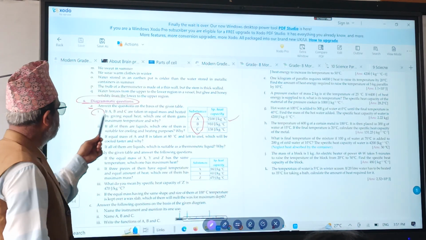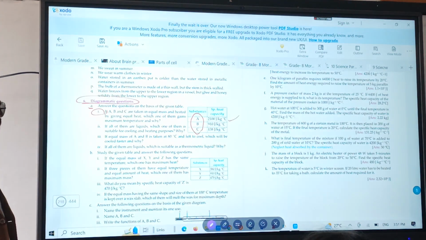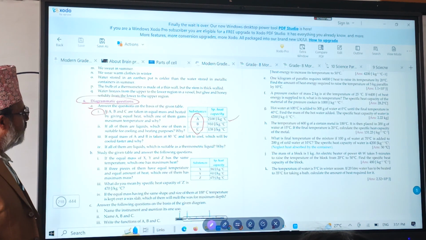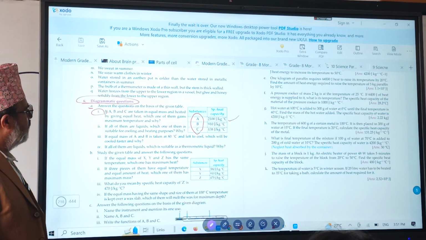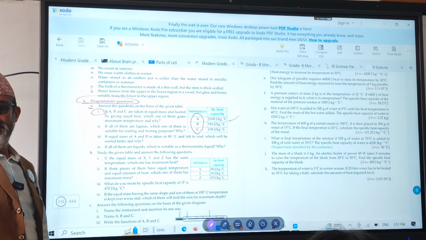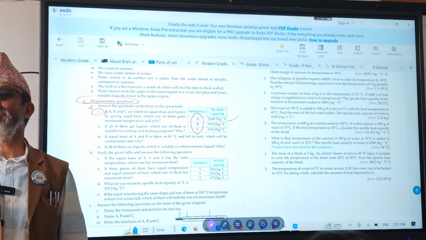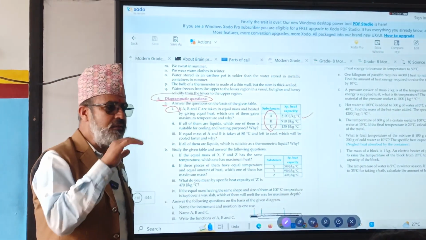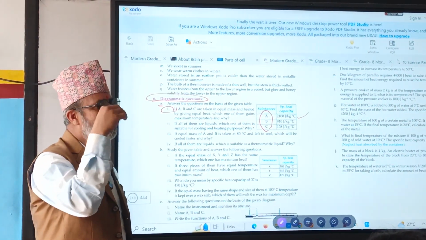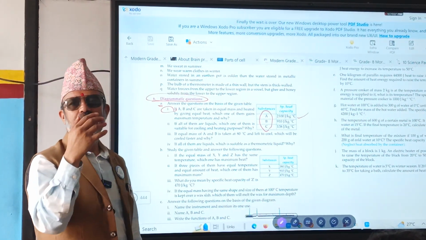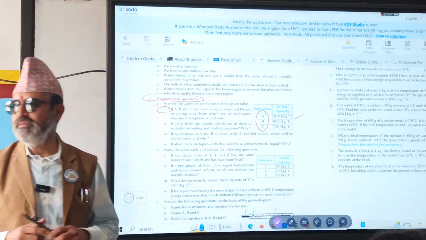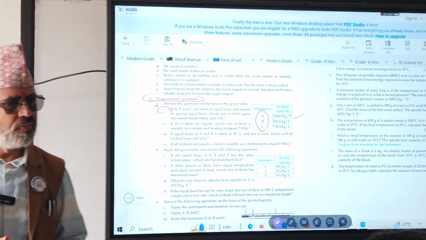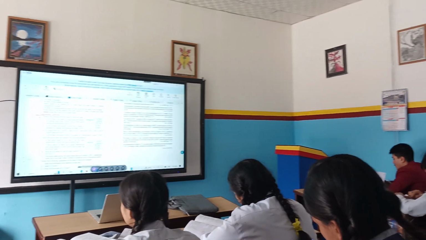Now, first question, please read. If A, B, and C are taken in equal mass and heated by heat being supplied equally, which one of them gives maximum heat energy? Please read the question once again. When you read the question, something will go in your mind, or then what it demands. Accordingly, you can find out.